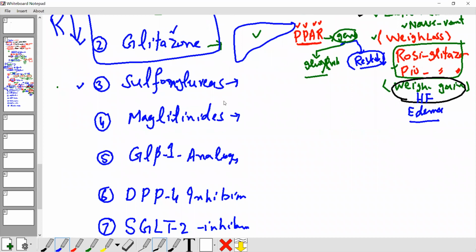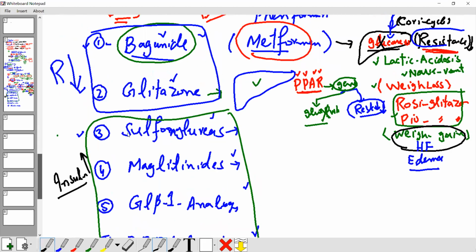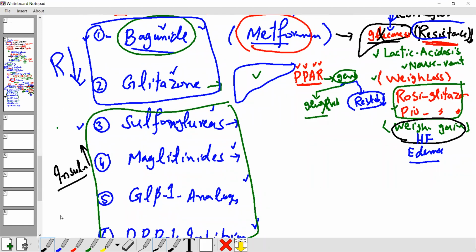Sulfonylurea, meglitinides, glucagon-like peptide analogs, DPP4 inhibitors. These are the four groups here. What are these drugs doing? These drugs release insulin. They increase the release of insulin. Four groups there.